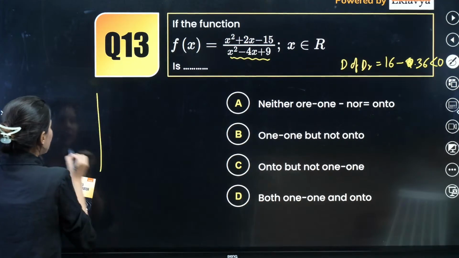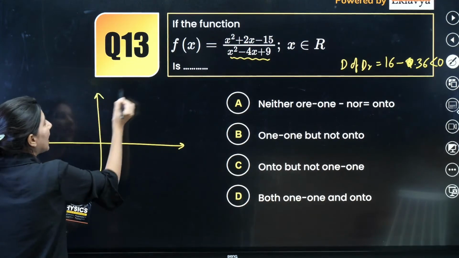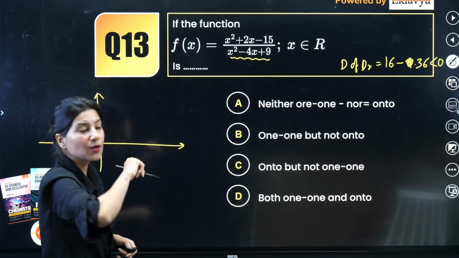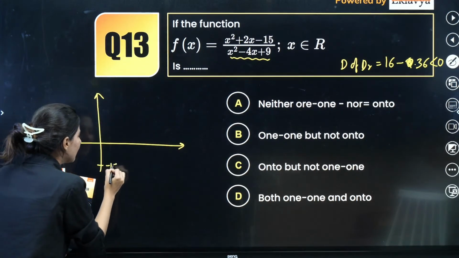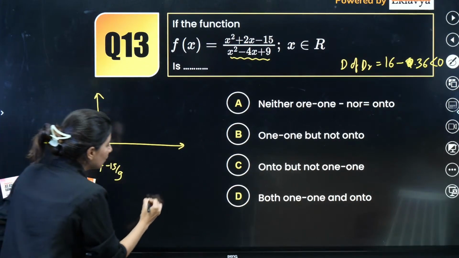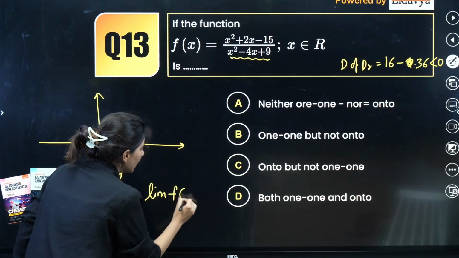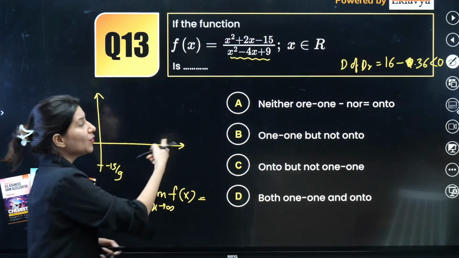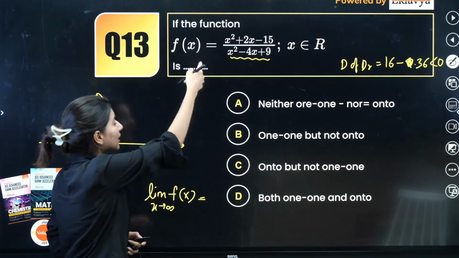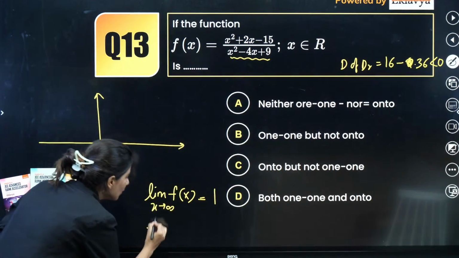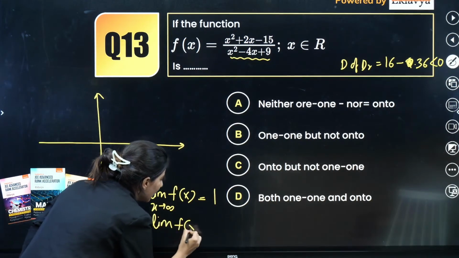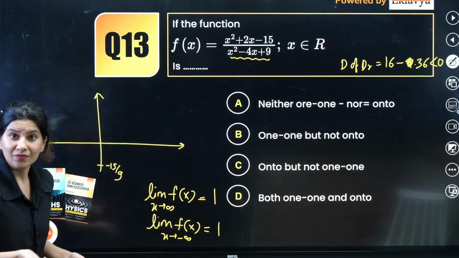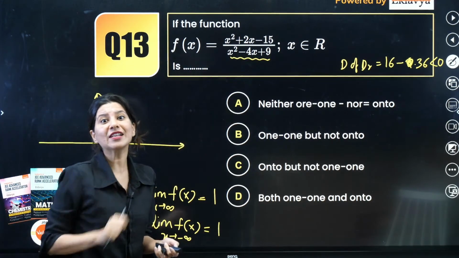For that, let us calculate the value of this function at x equals 0. That would be minus 15 by 9. Let us calculate the value of this function at x equals infinity. What is that going to be? Infinity by infinity form, that will give me 1. And also the limit of f(x) where x tends to minus infinity would also be 1. For minus infinity also this will give me 1.